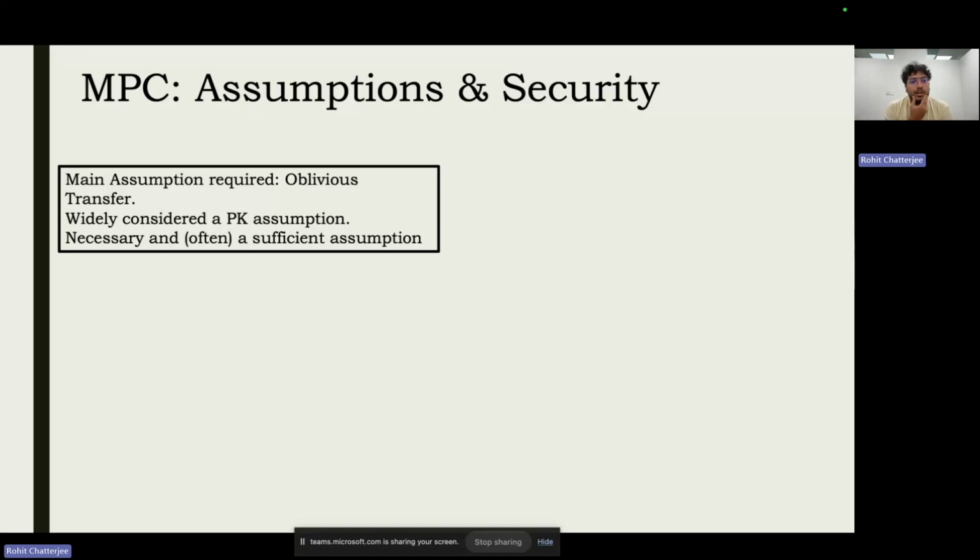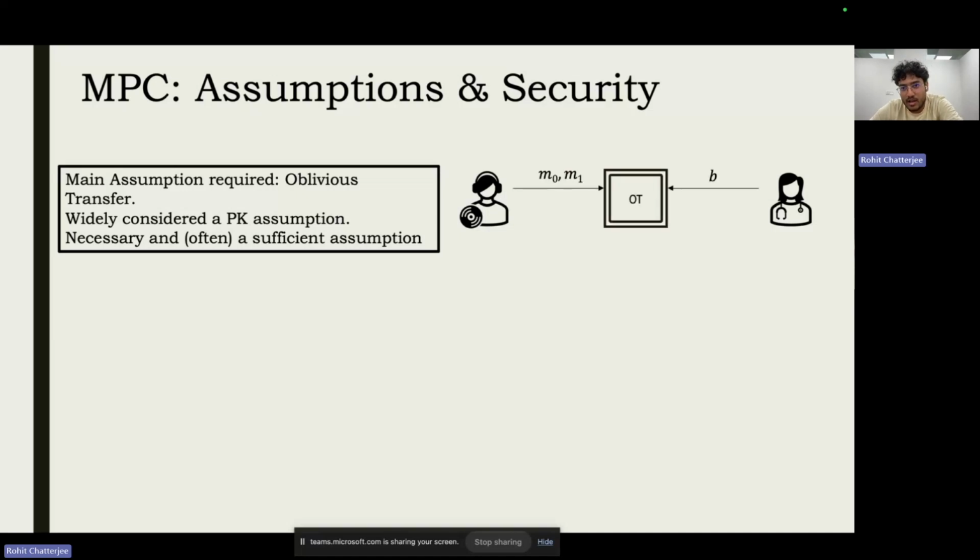So what assumptions do we want? We'll want this thing called oblivious transfer, which I'll illustrate in a second. This is very widely seen as this asymmetric public key sort of assumption because it's implied by public key crypto and is also roughly equivalent to it. This is a necessary assumption, shown in many early classical works. Even for classical MPC, you essentially need OT. And very often, this is also a sufficient assumption. So you can think of oblivious transfer as a specific correlation that gives you the framework that allows you to do MPC.